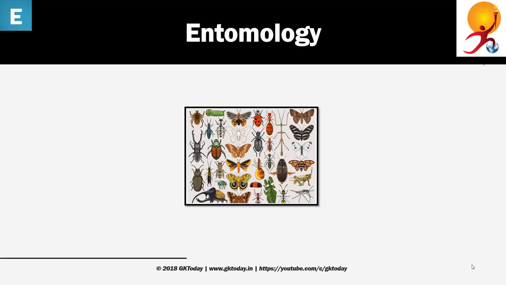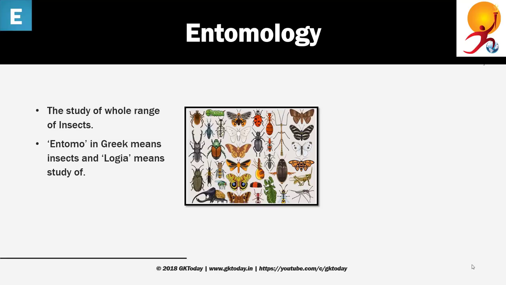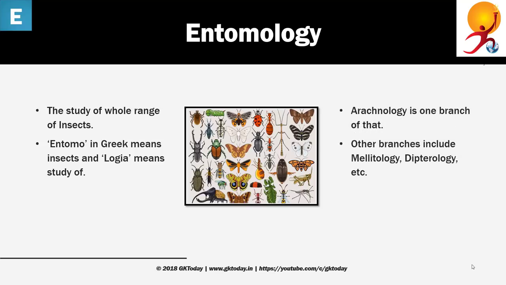Entomology. We have studied a lot about insects. All those branches of biology about insects are a part of entomology, which is the study of the whole range of insects. Entomo in Greek means insects and logia means study of. Arachnology or melittology or dipterology are all parts of it.